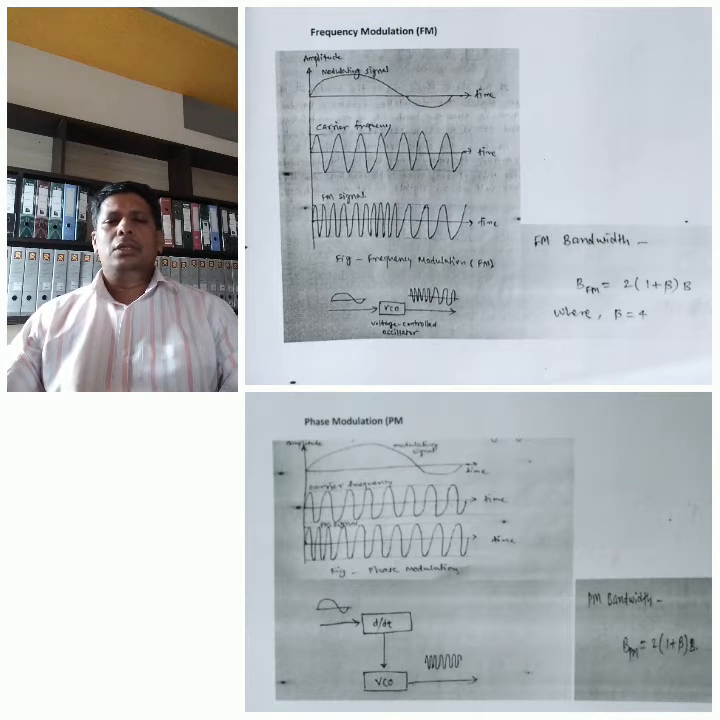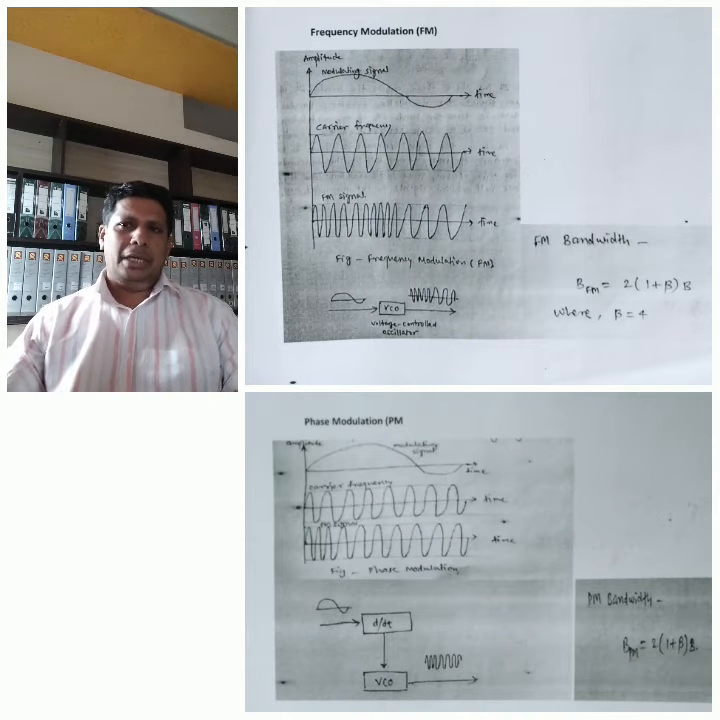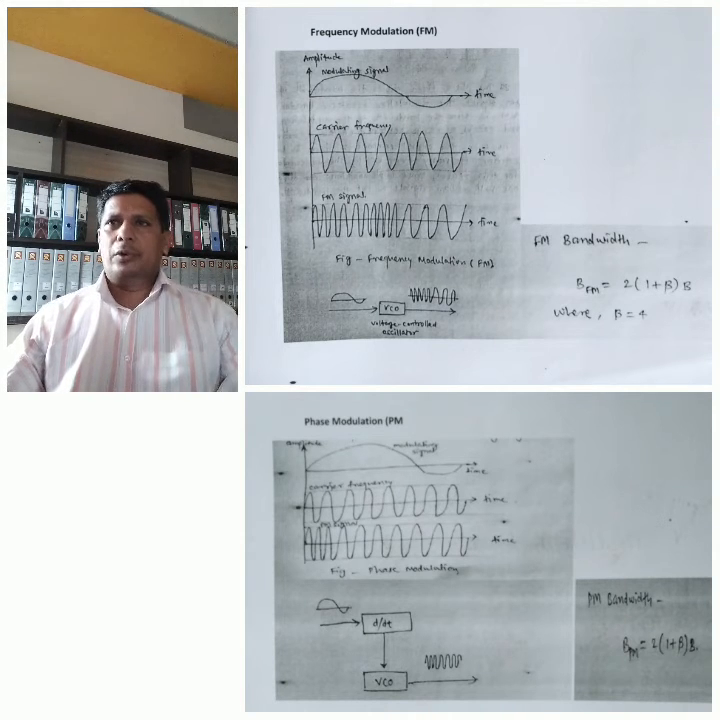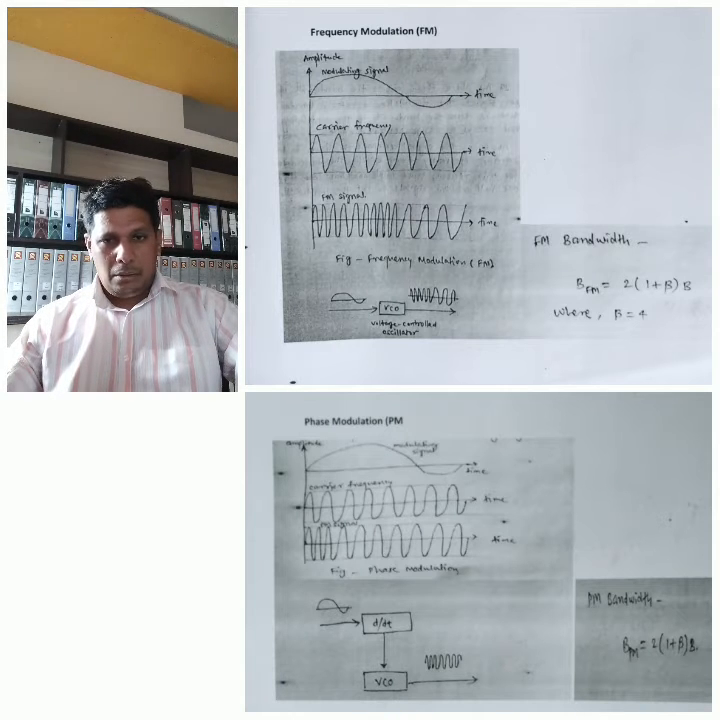Okay. So the FM bandwidth is calculated by: bandwidth of FM is equal to 2 into bracket 1 plus beta bracket close into B, where beta is equal to 4. That is a constant value 4. Okay. So by using this frequency modulation, we can use different frequencies to send the data on a medium. That medium may be wired communication or wireless communication.